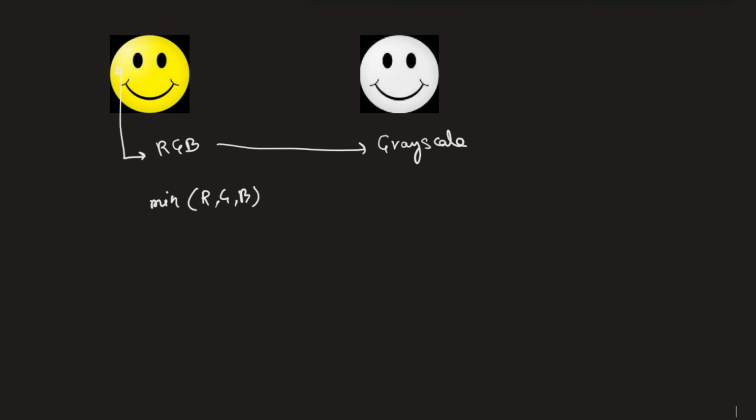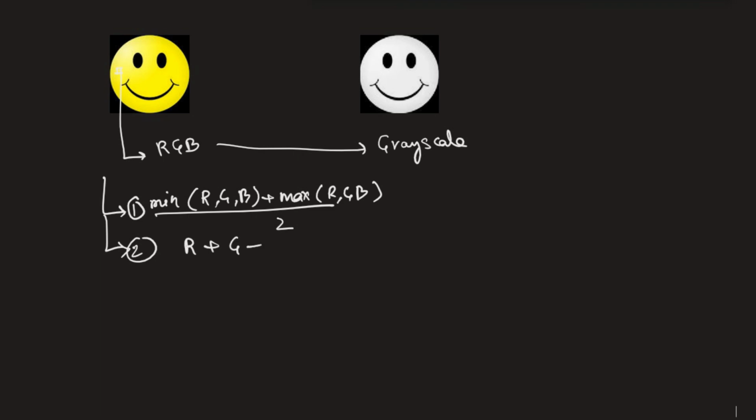So to convert any image from color to black and white, we have basically three formulas. We can pick up any pixel in our image and it will have an RGB value. To convert this RGB value to a single grayscale value, we can use three different formulas. The first one is the minimum of RGB plus the maximum of RGB, and take the average of it. So this is the first one. The second formula is R plus G plus B, and the average of all three.